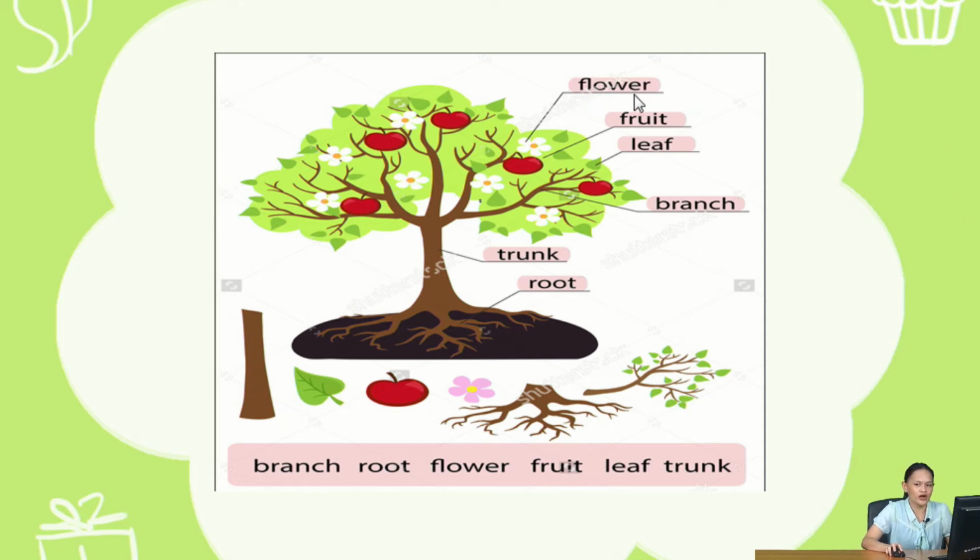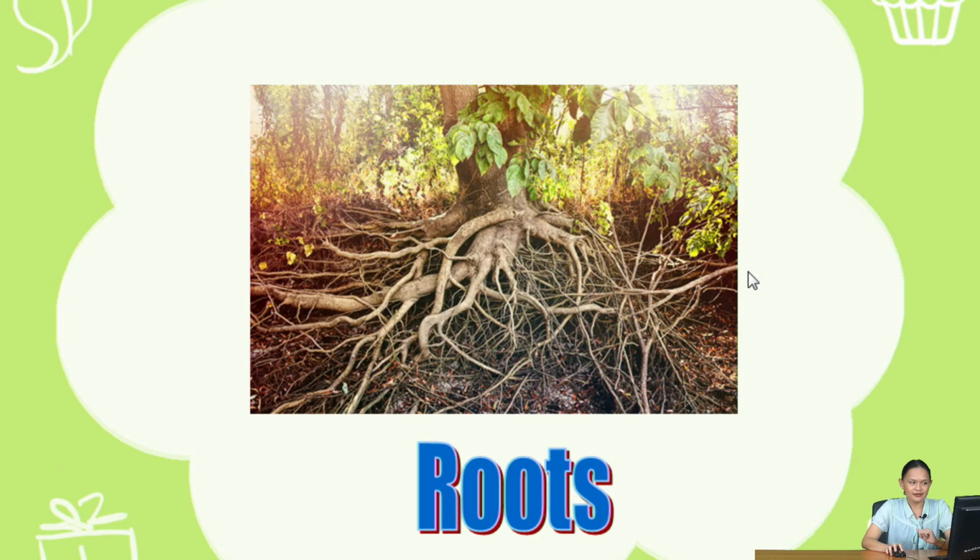We have flower, fruit, that one. Leaf, the green one. Branch, the brown one here, going here, here, here. That is a branch. Trunk, it looks like this. This is a trunk. And the next one is the root or roots. The lower part of a tree is called a root. That one. That is a root. So those are the parts of a tree. Next slide.